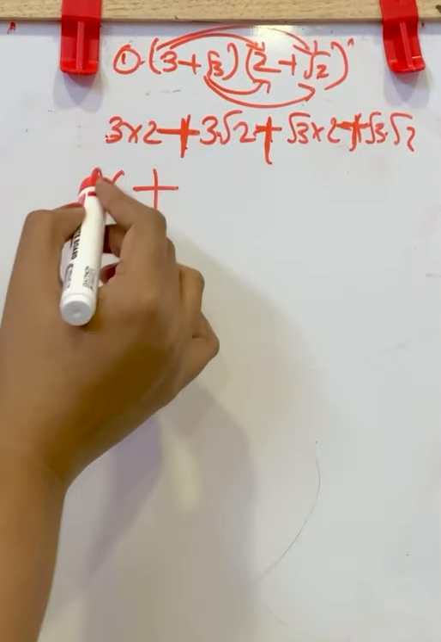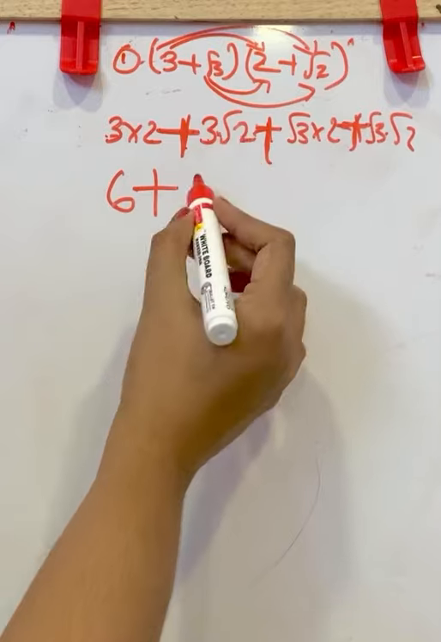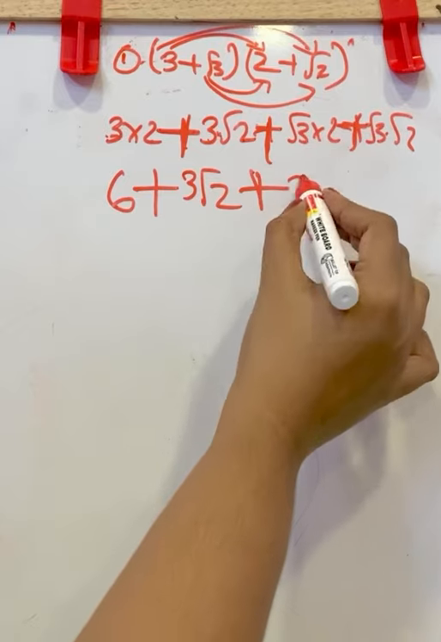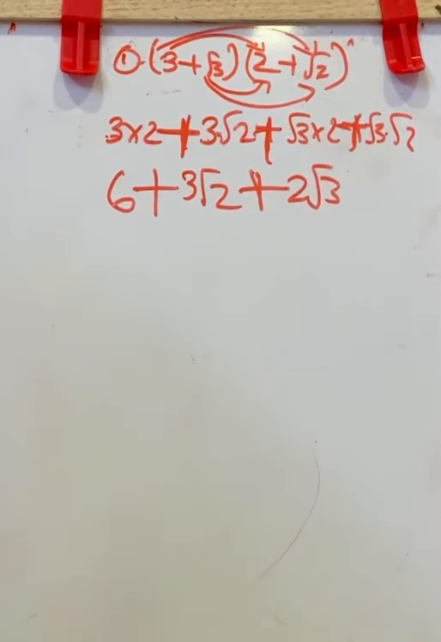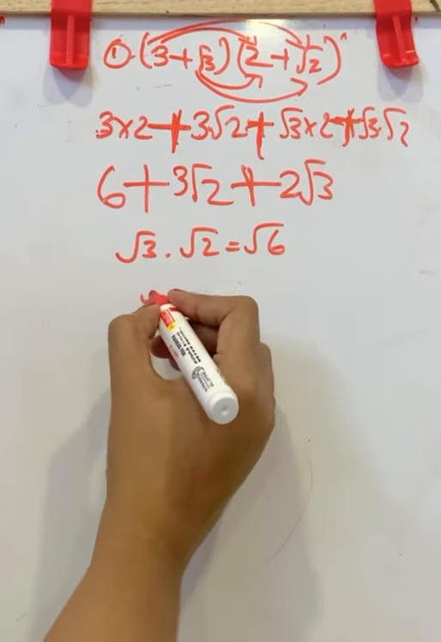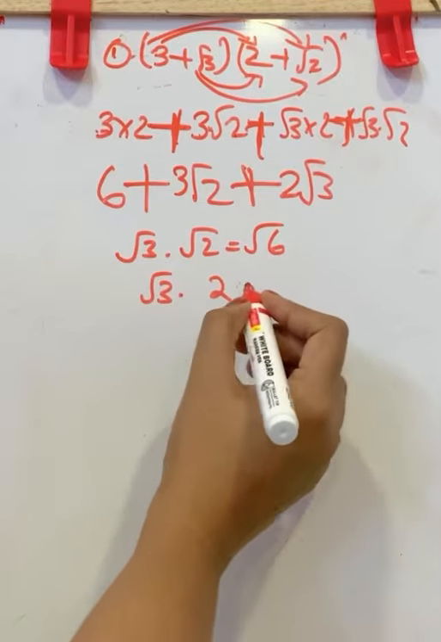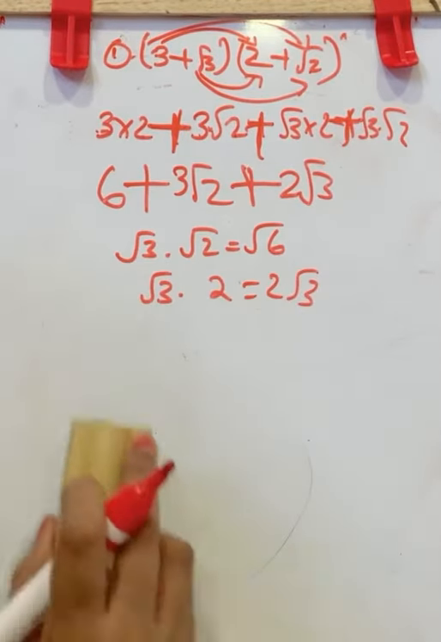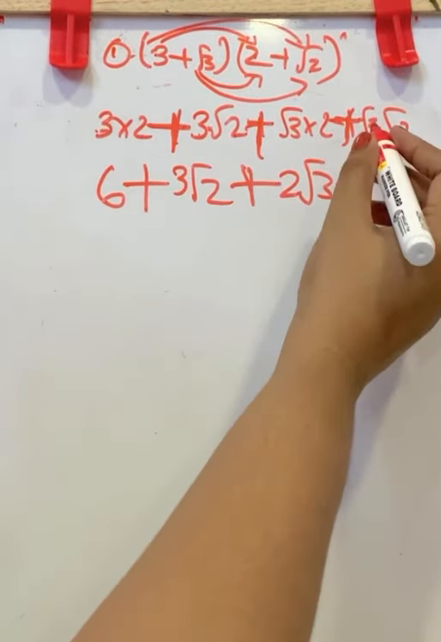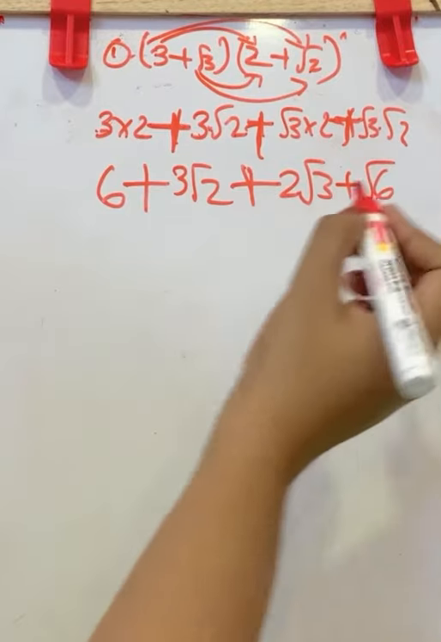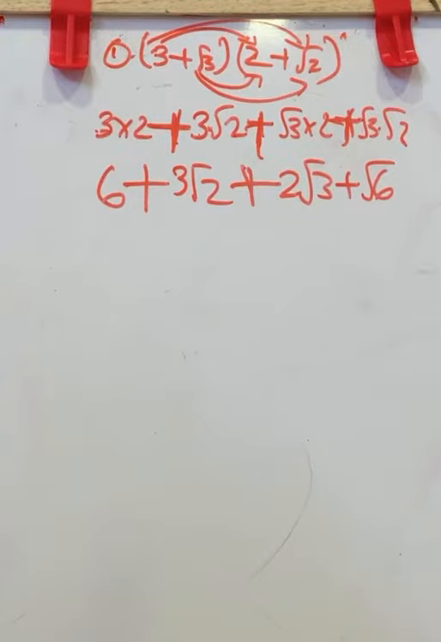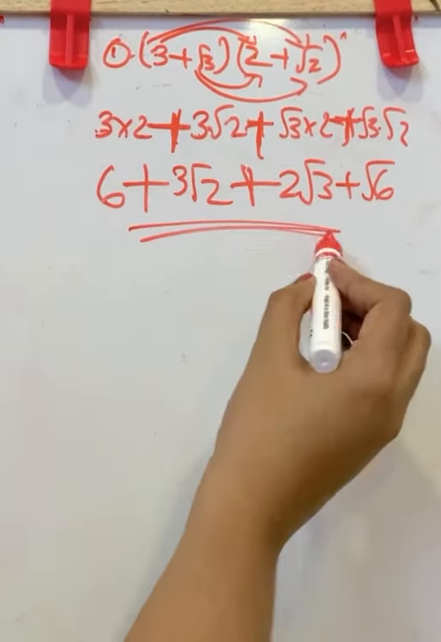So first we will do the first term operation, that is 6 plus 3 root 2. 3 into root 2 is 3 root 2, plus root 3 into 2, that is 2 root 3. Don't write it as root 6 because root 3 into root 2 is root 6. But root 3 into 2 outside the root is 2 root 3. Okay. Now 2 root 3 plus root 3 into root 2 here is root 6. Now is there any same irrationals here? No. So this is the final answer.